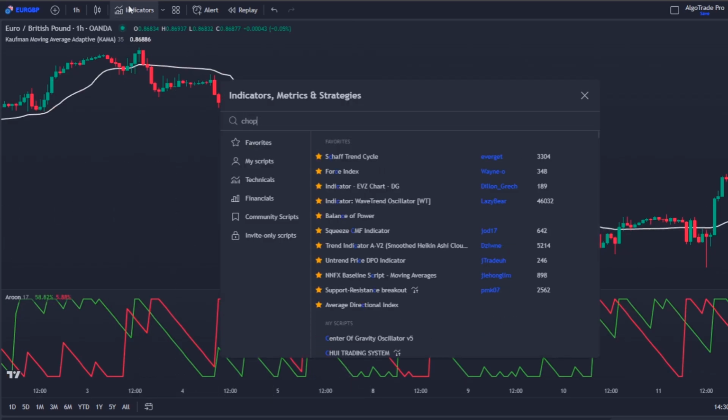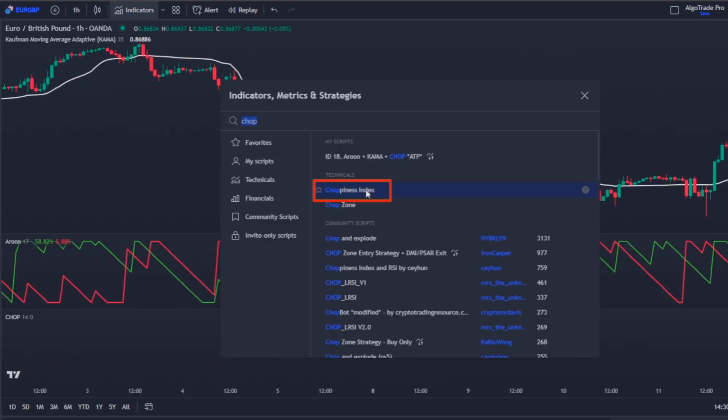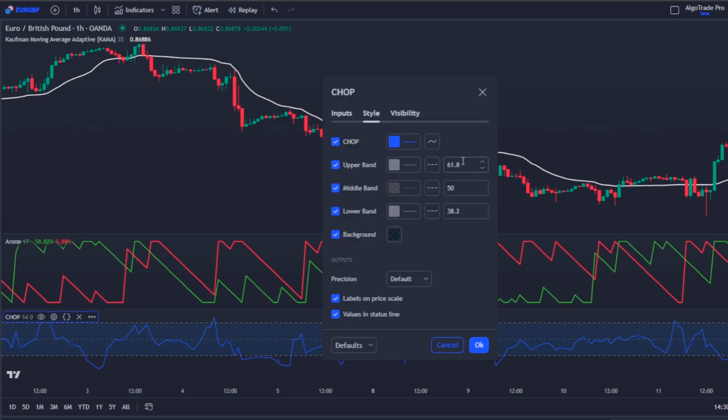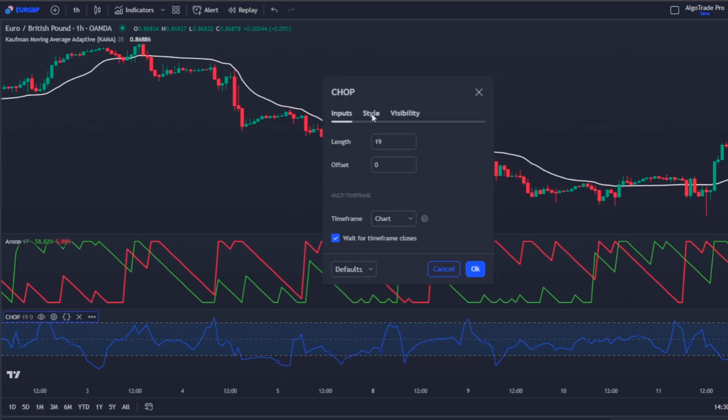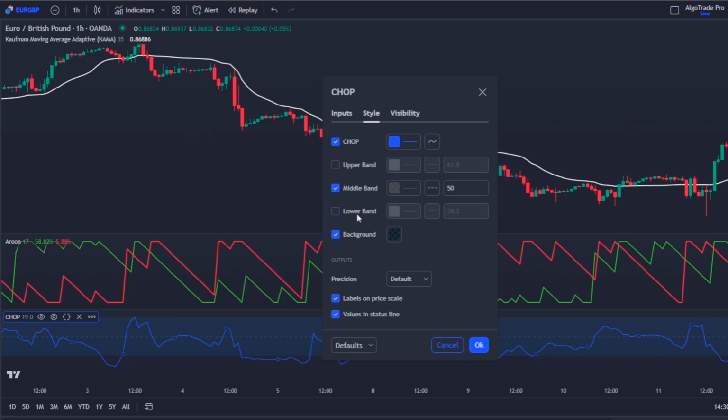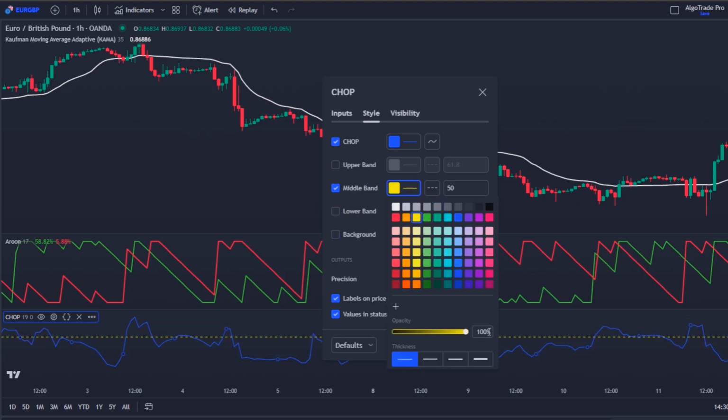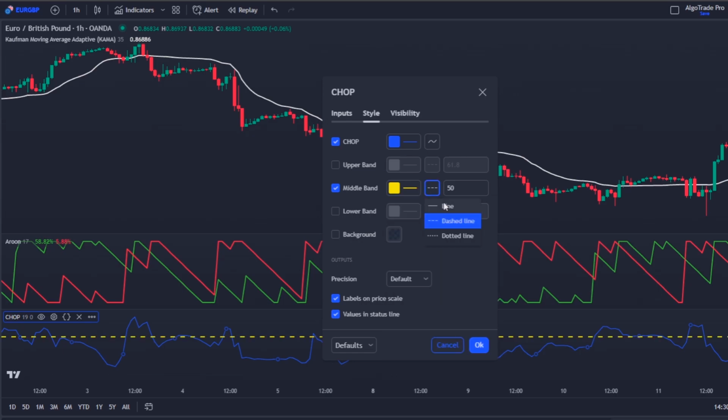And finally, you need to add the Choppiness Index. Change its length to 19, and on the style section you can turn off the upper and lower bands, turn off the background color, change the middle line color to yellow, increase its thickness a little bit, and change it to a line.